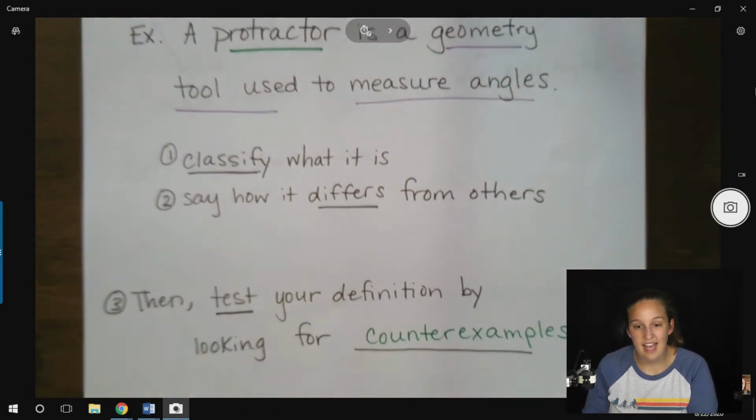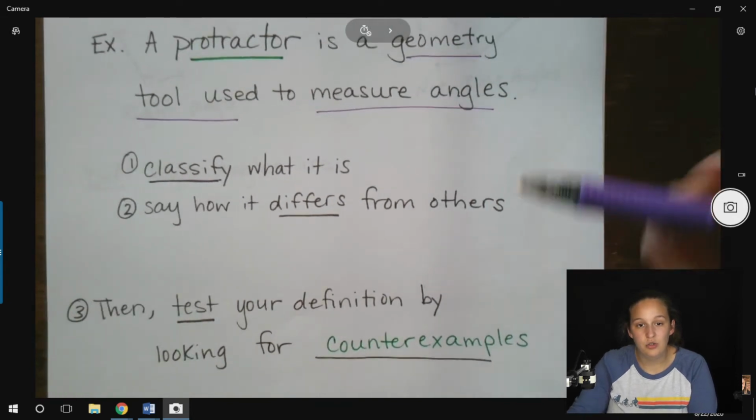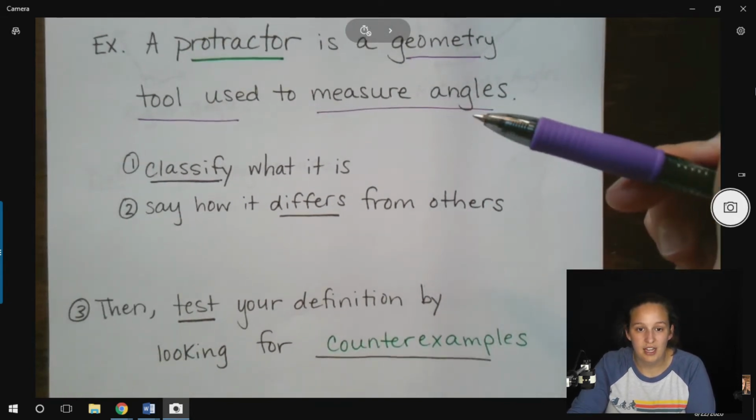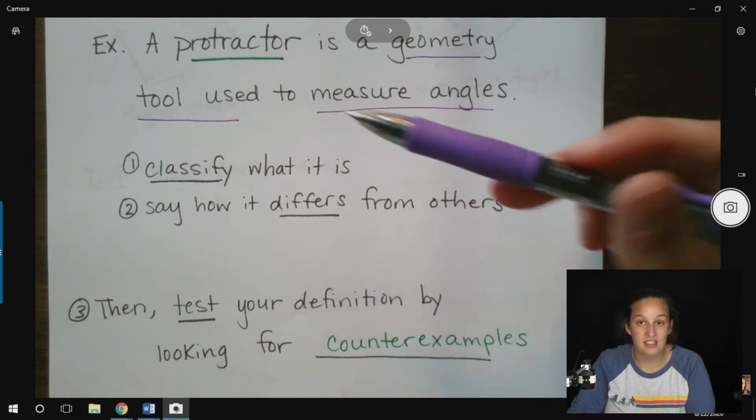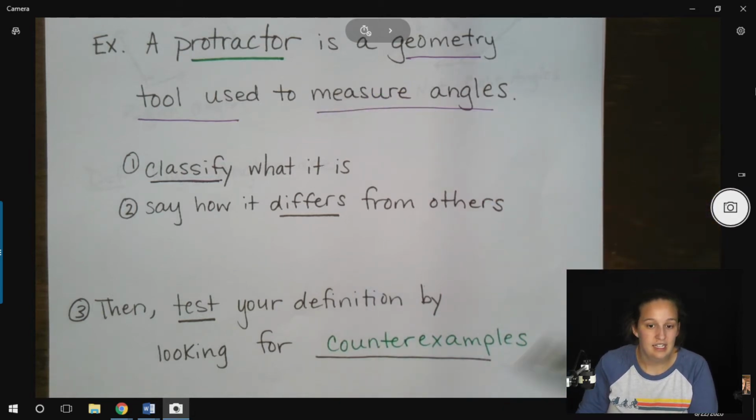And then you want to test. Are there any other tools that we use that measure angles? Or is there anything that's a protractor that's not used to measure angles? That's when you're looking for counterexamples.